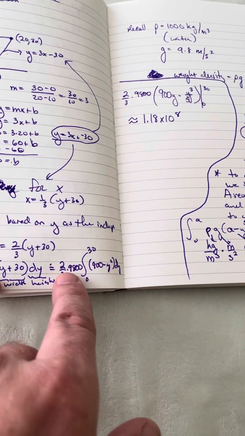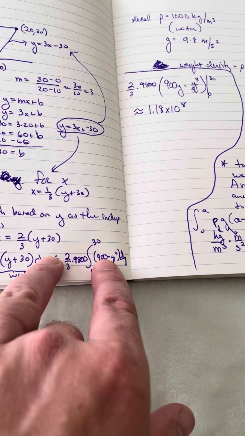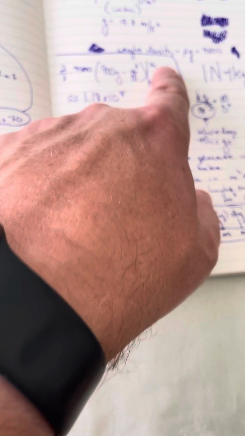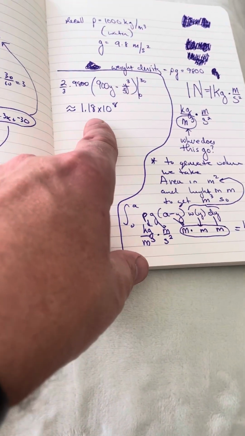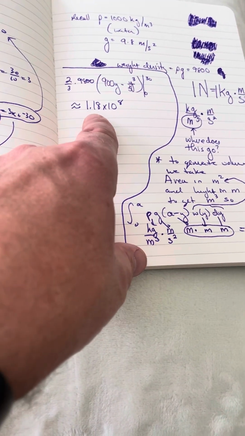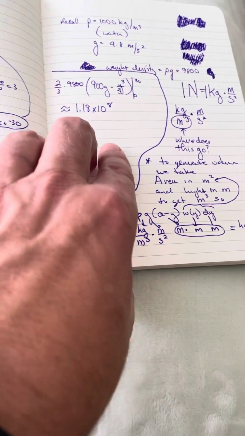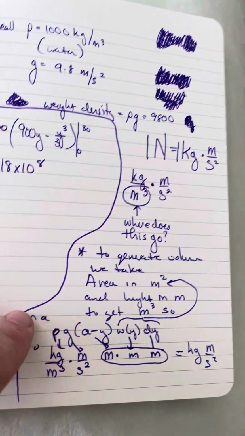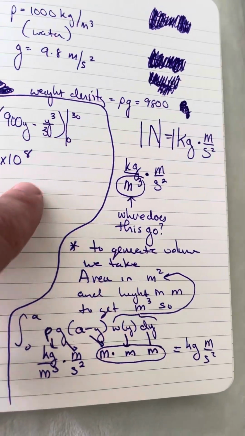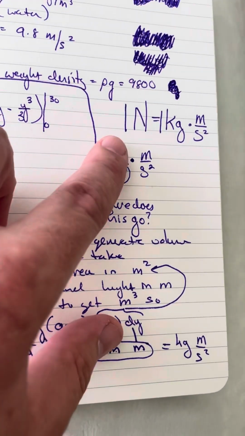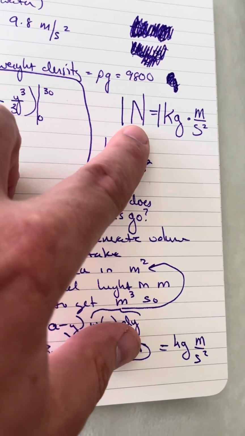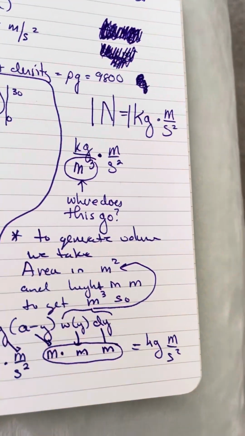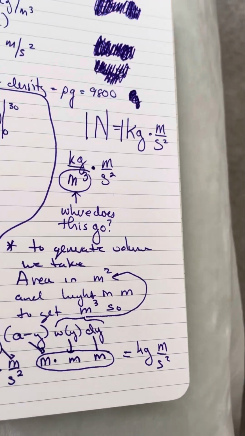And then I just pulled the numbers out, did some multiplication, and then I took the antiderivative, and I went from 0 to 30. I actually punched this into the calculator, and I'm somewhere around 1.18 times 10 to the 8th. I did want to make a comment about the units. So I wanted to show you how we end up with joules. So 1 Newton is equal to 1 kilogram times meters per second squared.